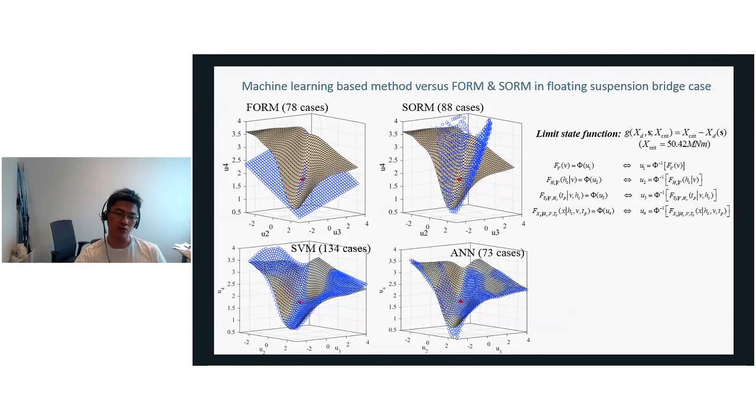And second-order expansion is much better, but still not good enough. The last figure shows the limit state function determined by using an artificial neural network, and it uses a simulation of the dynamic response under 73 environmental conditions, which is even less than that used in the FORM, but it gives much better results.